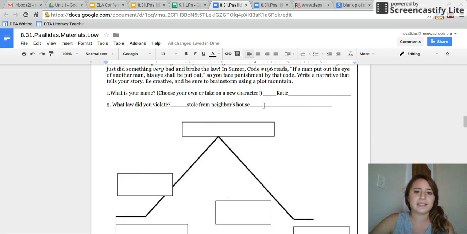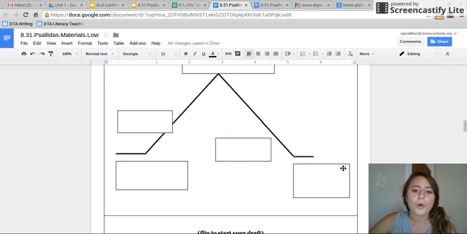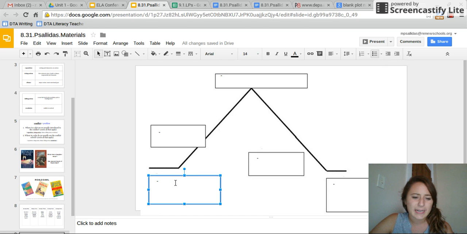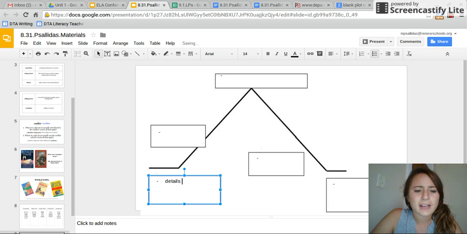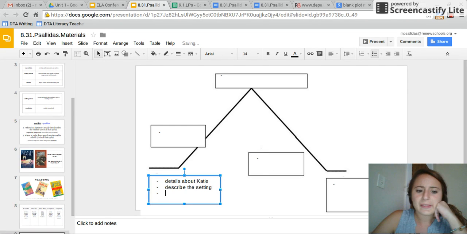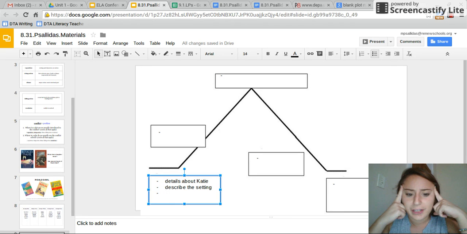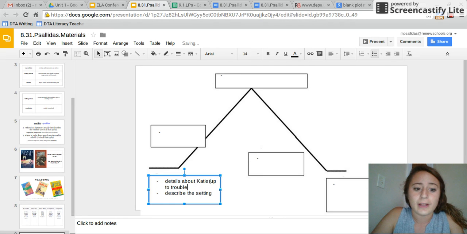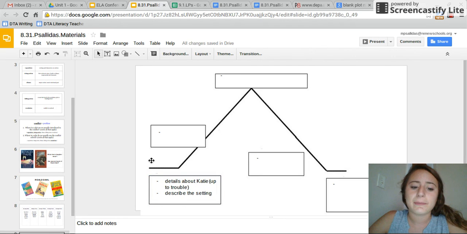Okay, so now that I have this down, I'm going to jot down what's going to be in each part of my plot. I'm going to do it over here because it's easier. In my exposition, that's the beginning part where I learn about setting and characters, I'm going to put details about Katie, really describe who I am as a character because I am Katie. I'm going to describe the setting. Use what you've learned about Mesopotamia and ancient Sumer to describe what it looked like. I know that my character Katie is going to be breaking a law, so when I talk about her, she seems like she's always up to trouble, because that would make a lot of sense. Go ahead and make sure that you fill in your exposition for whatever your story is going to be about.